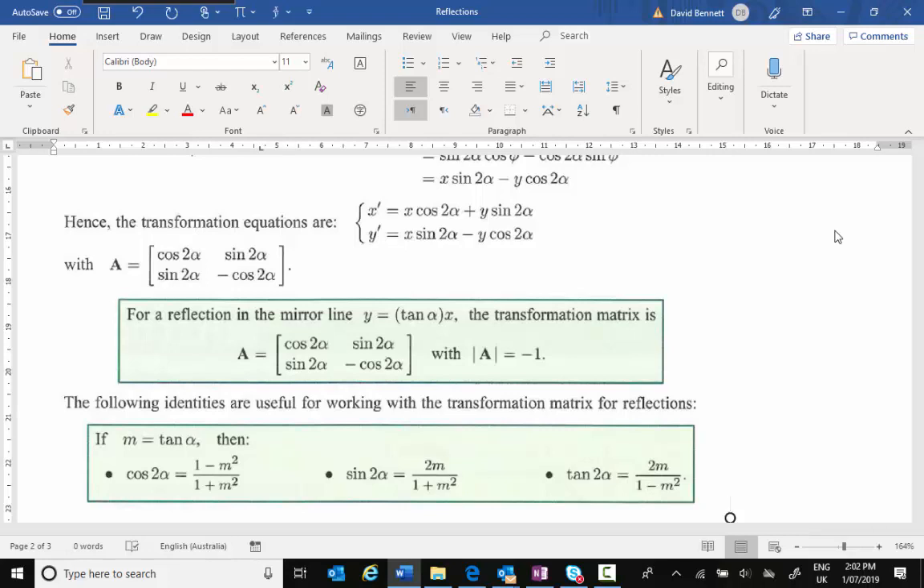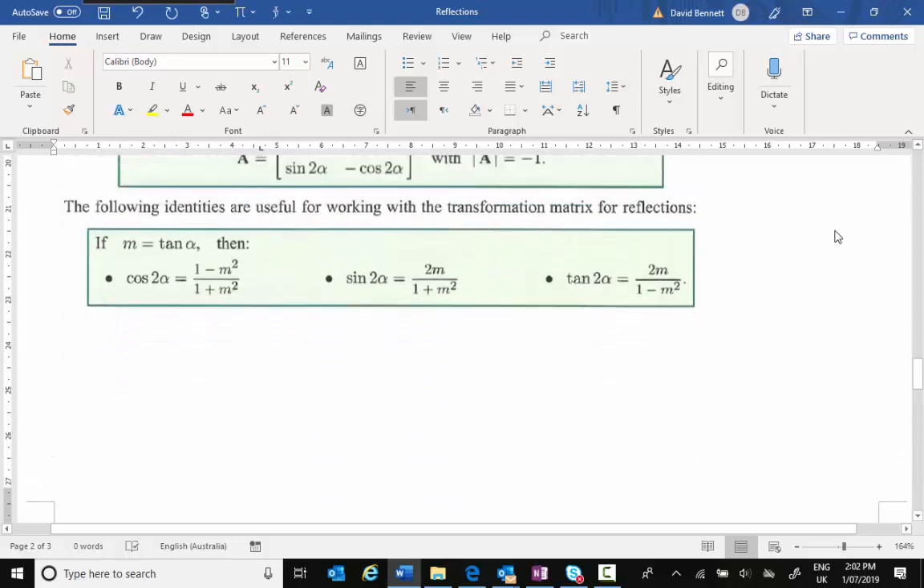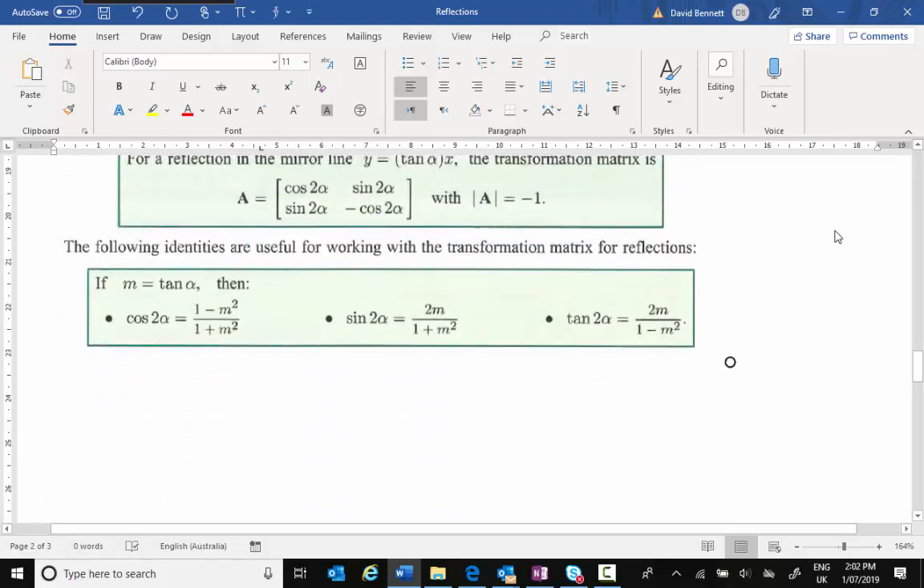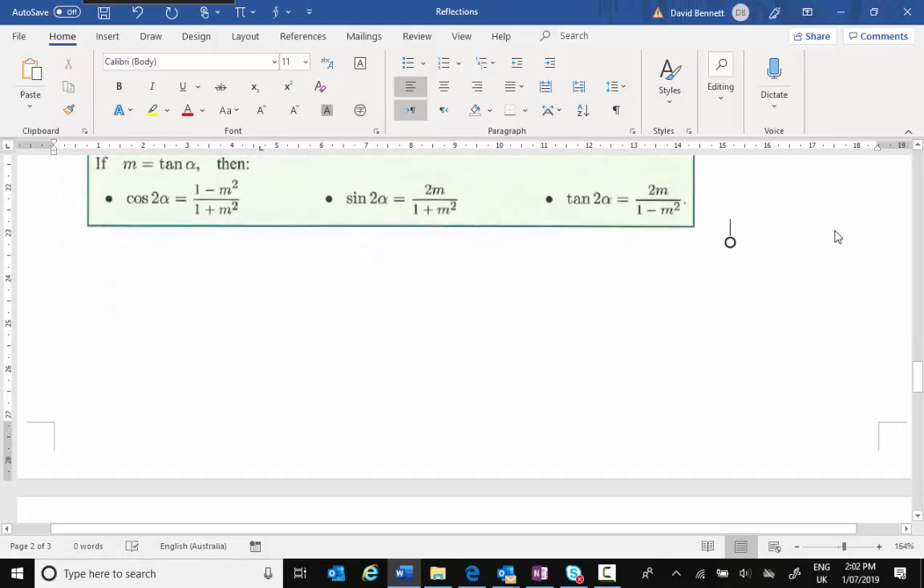Alright, so the reflection in the mirror line, the line y equals tan alpha x. So tan of alpha, x, is the transformation line that we're looking at. So we're saying the slope of the line is equal to m, is equal to tan alpha. And so therefore we can work out what our cosine, our sine and our tan is based on this information. Right? And that will allow us to work out our matrix E for reflecting. Right? So let's do an example of that.